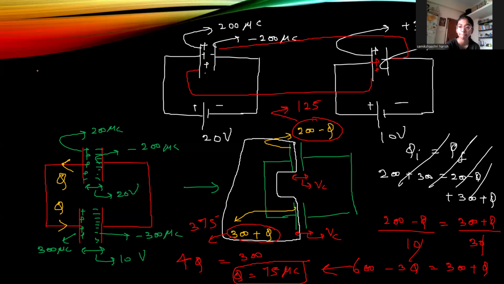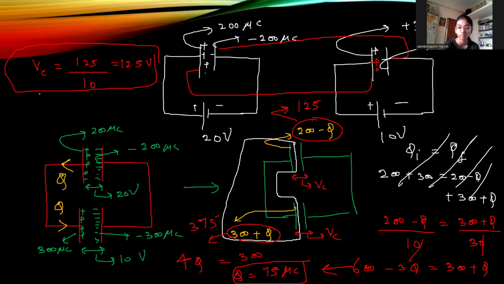Can you find Vc now? Vc is Q by C. 125 by C is how much? What is the capacitance? 10, sir. So then what is the Vc? Vc comes out to be 12.5 volt. This is the common potential. What they are asking. Understood? Any doubt? So first question they are asking, find the common potential across the combination, we have solved.